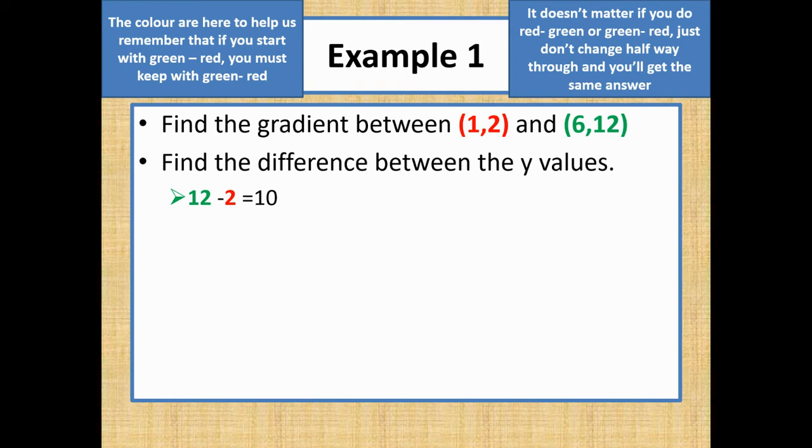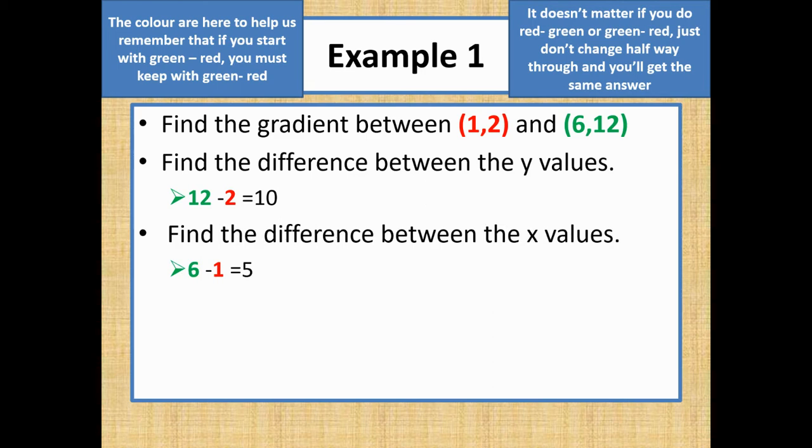It doesn't really matter, but that would mean when you're working out the x values, you'd have to do 1 minus 6, okay? So let's keep it consistent. We did 12 minus 2, we did green minus red, okay? So 12 minus 2 is 10. Then we work out the difference in the x values. We do 6 minus 1, which is 5.